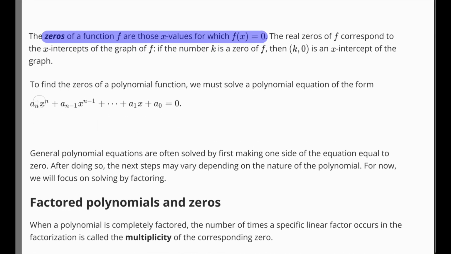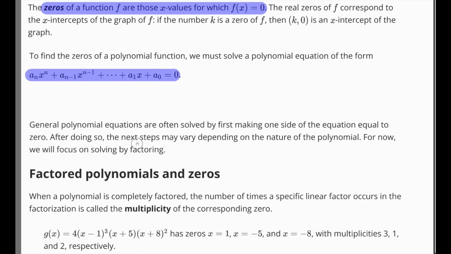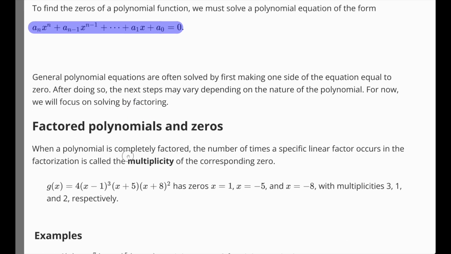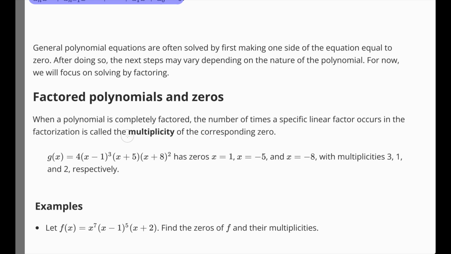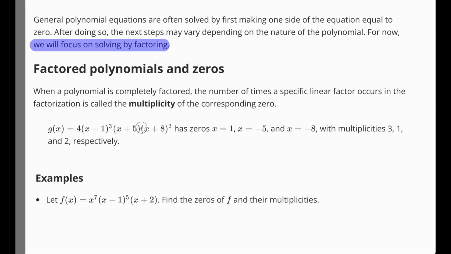All right, to find the zero of a polynomial, you have to set the polynomial equal to 0. That's essentially what we're going to be doing throughout this entire unit, actually. We're going to be diving deeper into it with this video. All right, general polynomial equations are often solved by first making one side of the equation equal to 0. After doing so, the next steps may vary depending on the nature of the polynomial. For now, we'll focus on solving by factoring.